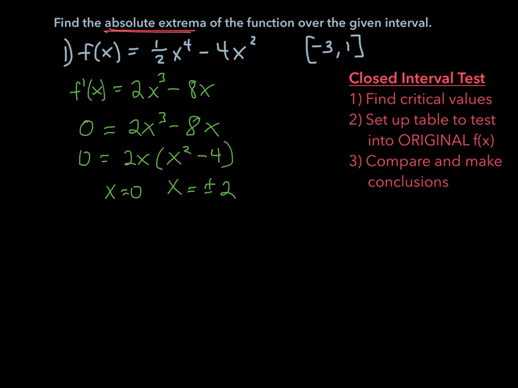Now, the next thing we're going to do is set up that table to test it into the original function. Okay, that's another key thing. We're not testing back into the derivative like we did last time. The whole idea here is to determine the absolute maximum and the absolute minimum. So we want the absolute max and absolute min of the original function. So I need to know what is the height of the function at these different x values and determine which one of them is the highest and which one is the smallest. Okay, so we're going to go ahead and set up this table.